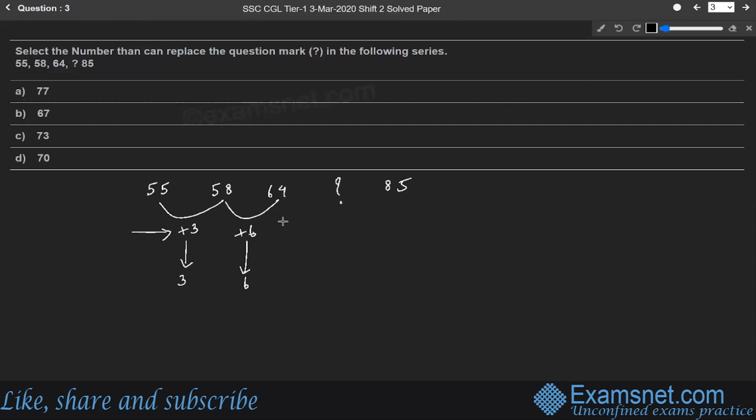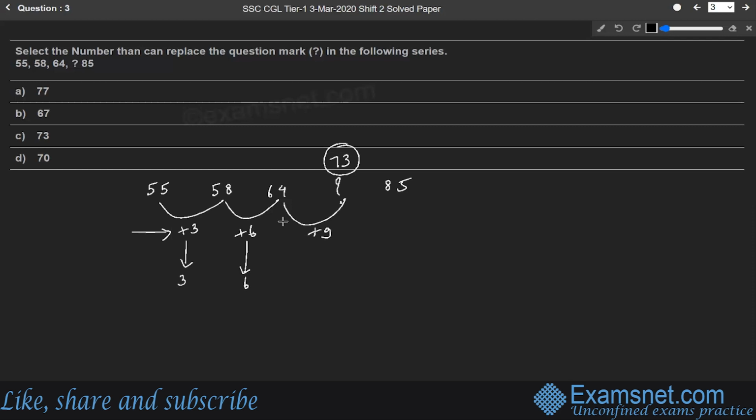So can you tell me what will be the next number that will be added to 64 to get the number in place of question mark? The next number will be 3 multiplied by 3, which is 9. So 64 plus 9. What is 64 plus 9? 64 plus 9 is 73. So the number in the place of question mark is 73. But let us check it for the last number, whether this logic is correct or not.